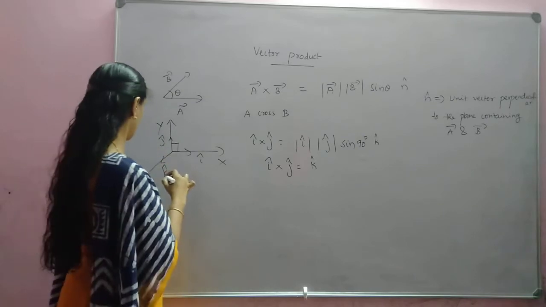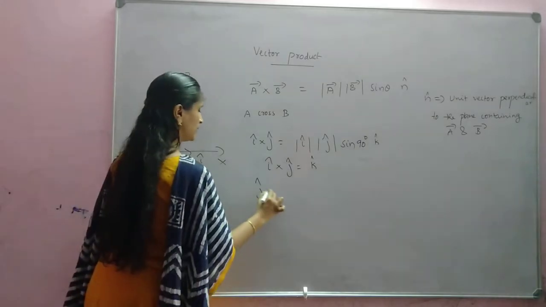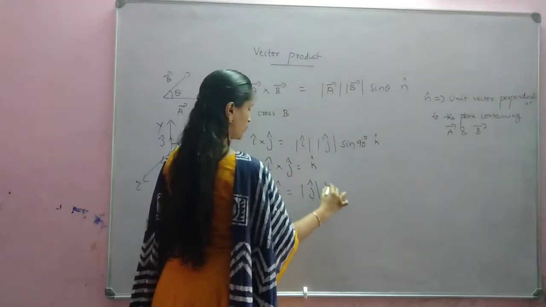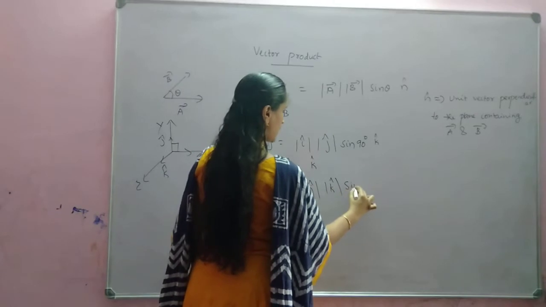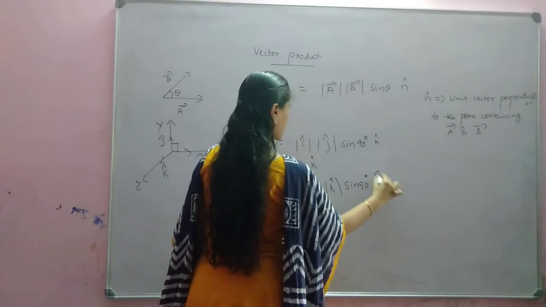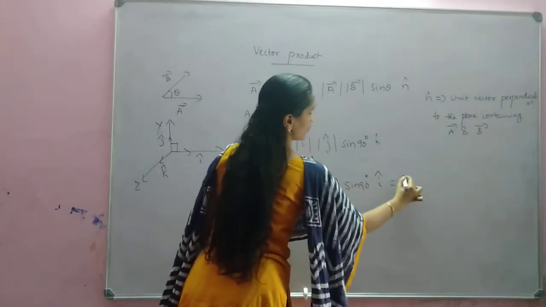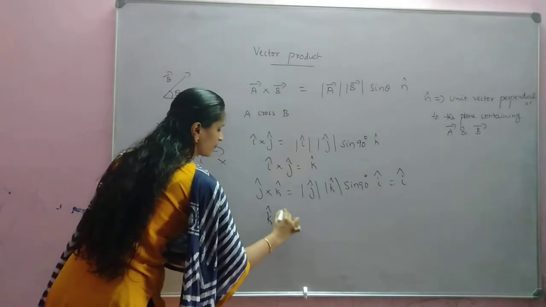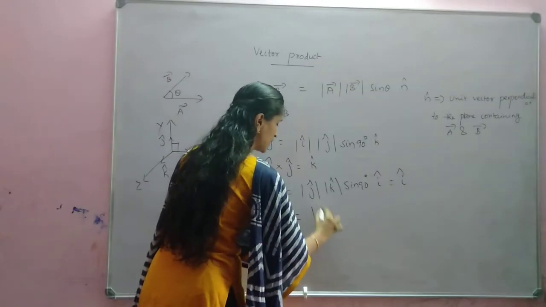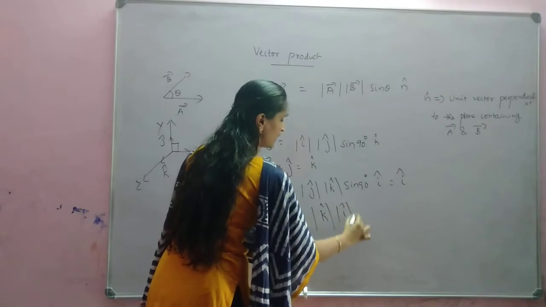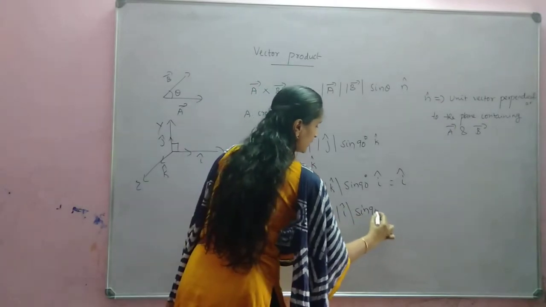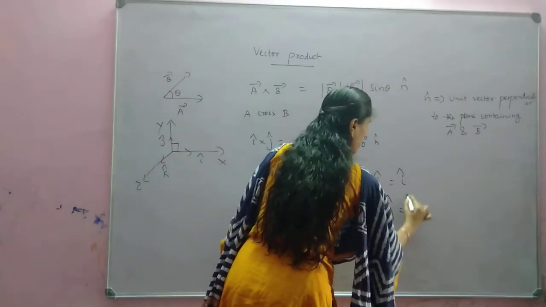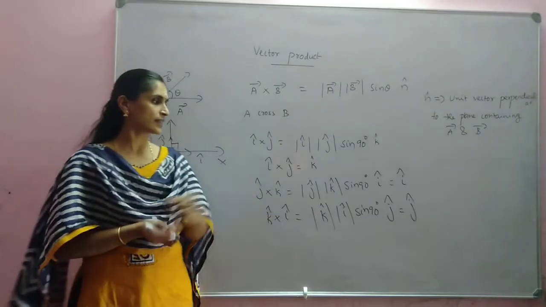Similarly, J cross K, what will you get? In the same way we can write modulus of J into modulus of K into sin 90 I cap. So you will get J cross K is equal to I cap. Again K cross I, same way we can write modulus of K into modulus of I into sin 90 into J cap. So we get K cross I is equal to J cap.